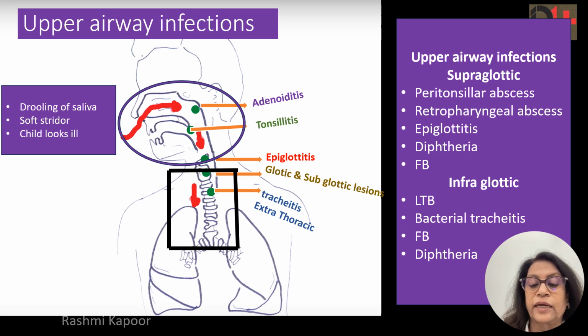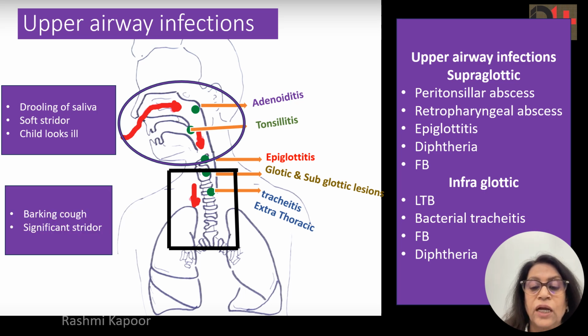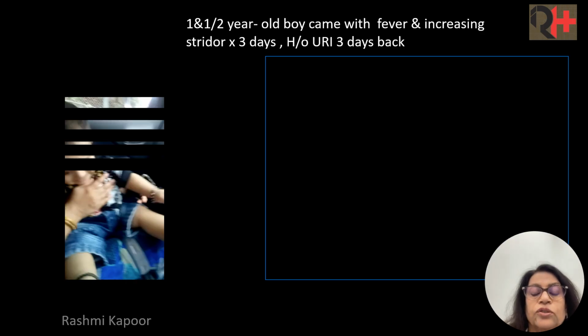body aspirations, and diphtheria. So, if we leave aside foreign bodies, which can be found in children anywhere, the rest of the causes are all infective. So, in this lecture, except diphtheria, I will be taking you through each kind of infection. In the infraglottic region, the typical presenting symptom is barking cough and significant stridor. So, let's see one case.